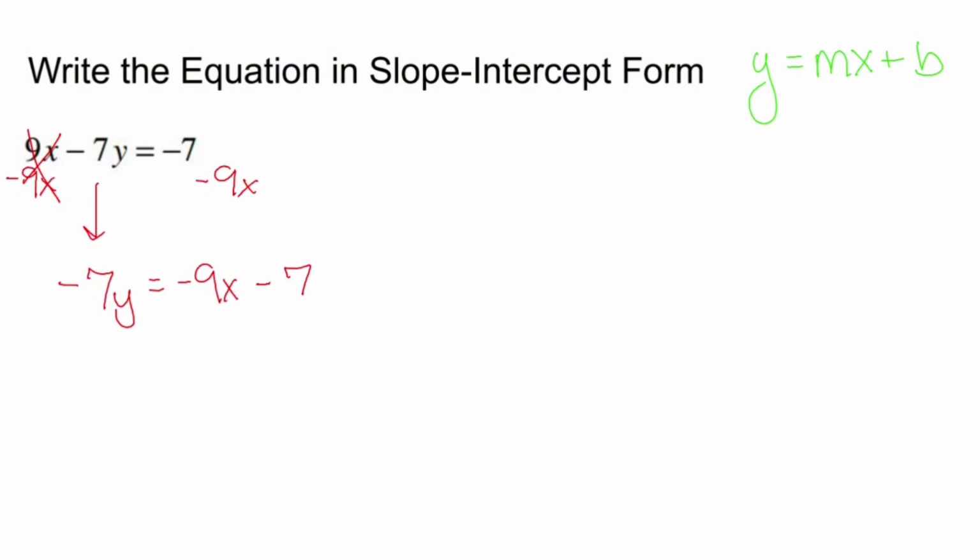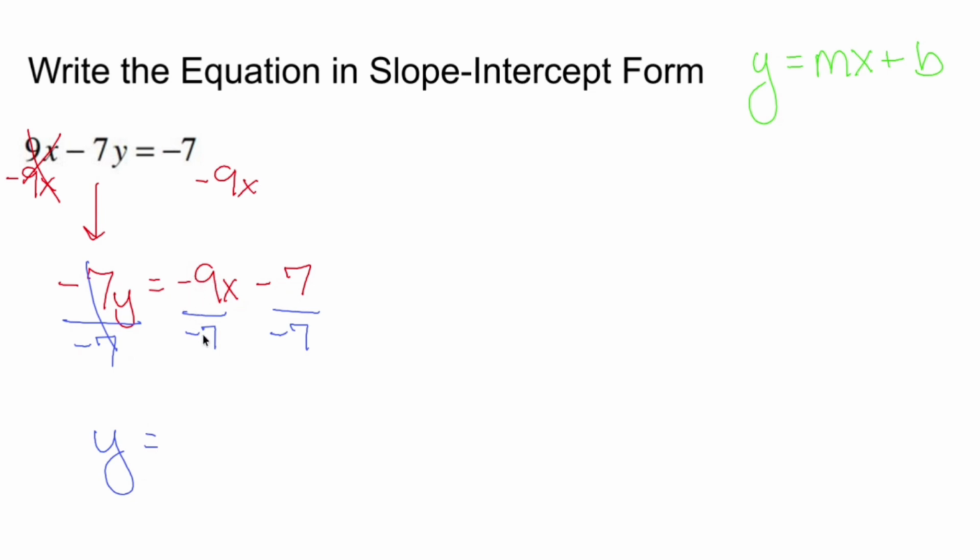Now, what is the next step? Well, y is not all by itself yet. So what I have to do is get rid of the negative 7 that's attached to y. How do I get rid of a negative 7 that's being multiplied to y? Divide by negative 7. Now, when I divide the left by negative 7, I divide everything on the right by negative 7. That allows me to cancel that out. And now y is all by itself, so I'm in much better shape.